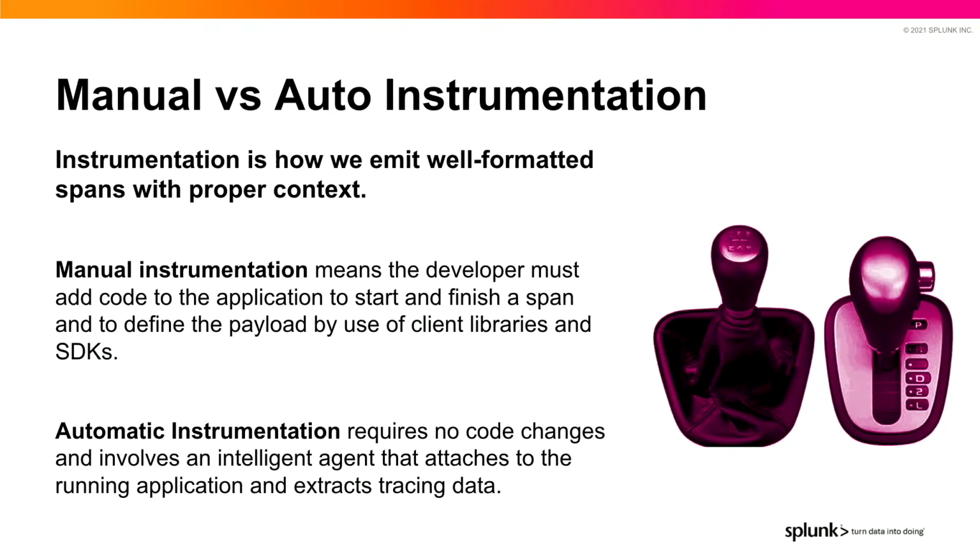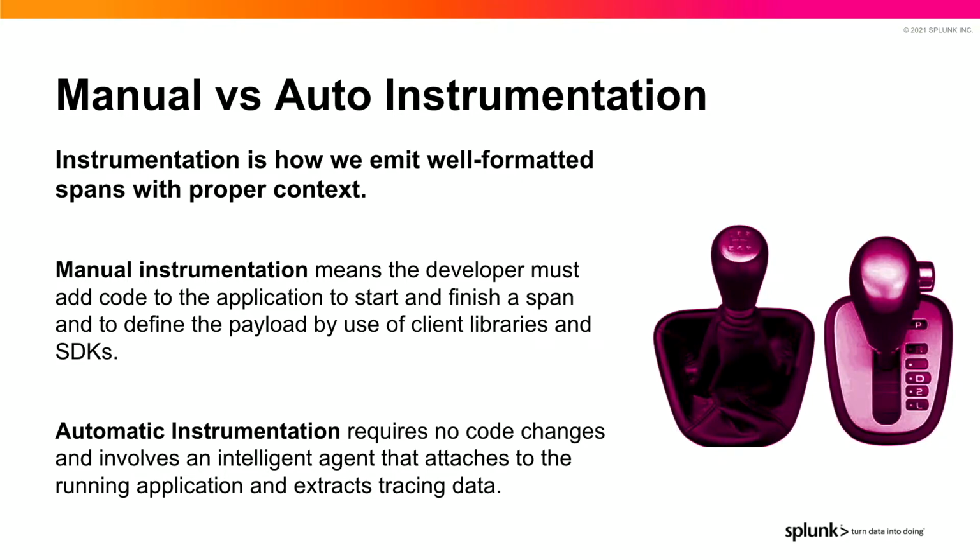Now, there are two ways we can instrument an application: manual instrumentation and auto instrumentation. Let's quickly take a look at what the differences are between both. Manual instrumentation means that the developer is required to change and add to their application code to start and finish a span, and define payloads by use of the client libraries. While manual instrumentation is helpful in better understanding what we expect our application to do, its concern is that we sometimes forget what we don't see.